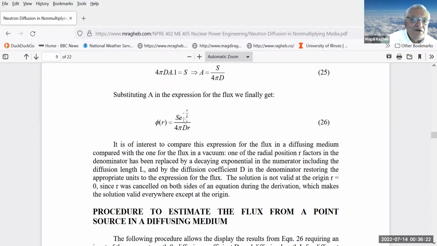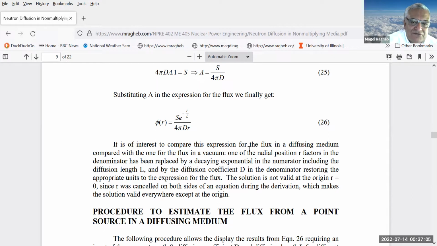And the flux becomes, if you substitute for the constant A, first a negative exponential e to the minus r over L multiplied into S divided by 4 pi D R. So instead of getting S over 4 pi R squared, the second R here has been replaced by the diffusion coefficient in a diffusing medium. And we have added here the exponential decay in the medium itself. So that is a way of determining the flux in a diffusing medium in spherical geometry when the system is non-multiplying.